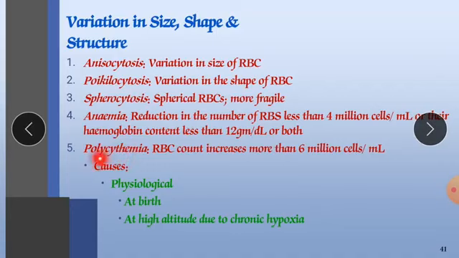Next important term is polycythemia. It is nothing but the RBC count increasing to more than 6 million per ml. So it is a condition when our RBC count becomes too much, means the blood becomes too viscous due to the increase in RBC count. It can occur by various causes like physiological, at birth, at a high altitude due to chronic hypoxia. What is hypoxia? Hypoxia is a condition when our oxygen carrying capacity is declined. Our oxygen level in our blood is declined, so that condition is called hypoxia.